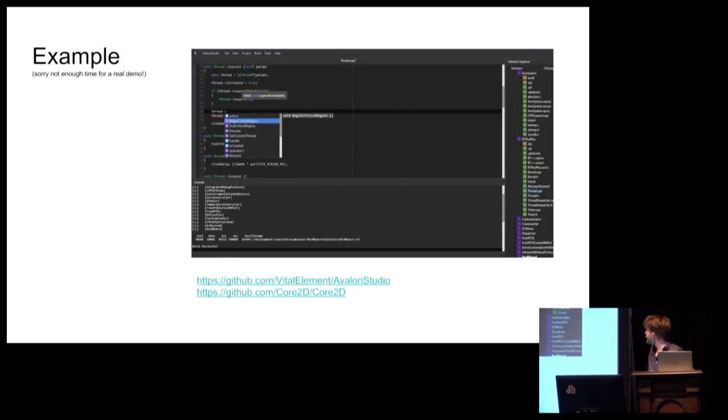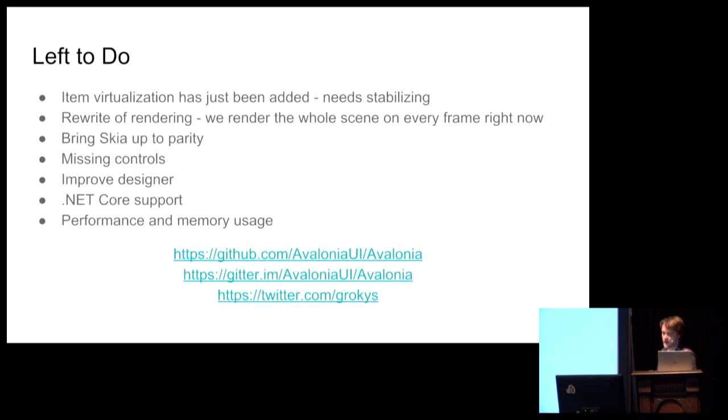Here's an example of something that someone's building, which is an IDE written in Avalonia. And even despite the alpha state, they've managed to do quite a lot. There's also a drawing package called Core2D, which is reasonably far along. So people are actually building stuff with it at the moment, even though there's quite a lot left to do. We've just added item virtualization that needs stabilizing. There's quite a few bugs there.